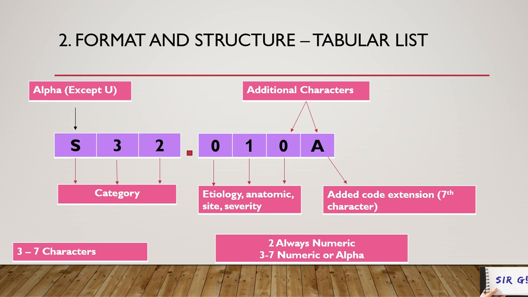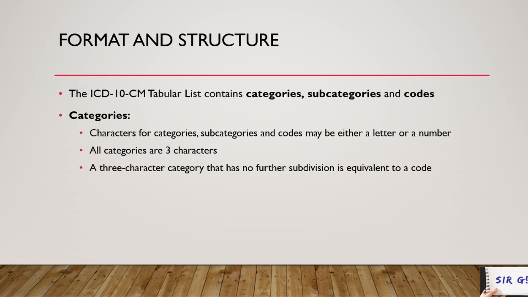So I've been mentioning the highest level of specificity. That is based on your guideline, as we will discuss later on. So guys, the characters for categories, subcategories, and codes may either be a letter or a number, and all categories are always 3 characters. So when I mention category, that is the 3 characters. When I mention subcategories, that should be the 4th, 5th, or 6th, or a valid code can be a 4, 5, 6, or 7 characters as well.